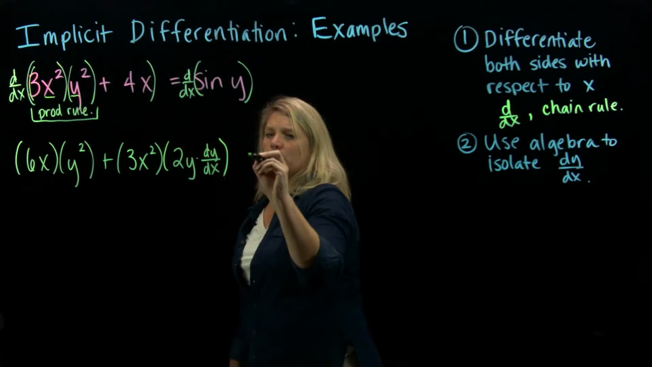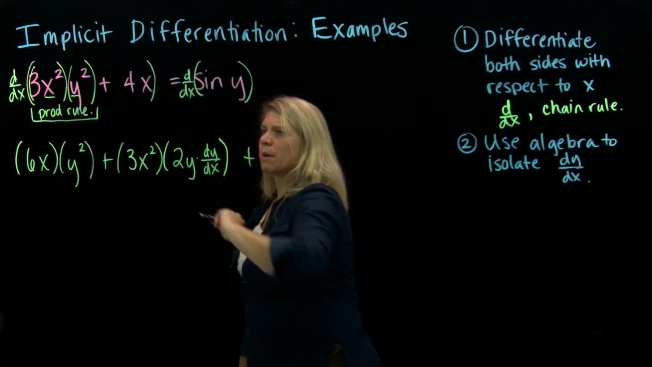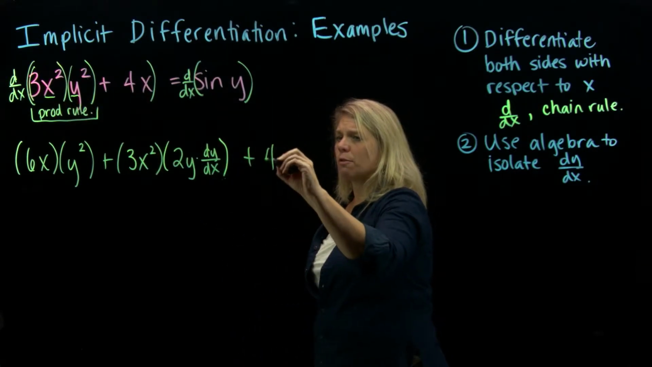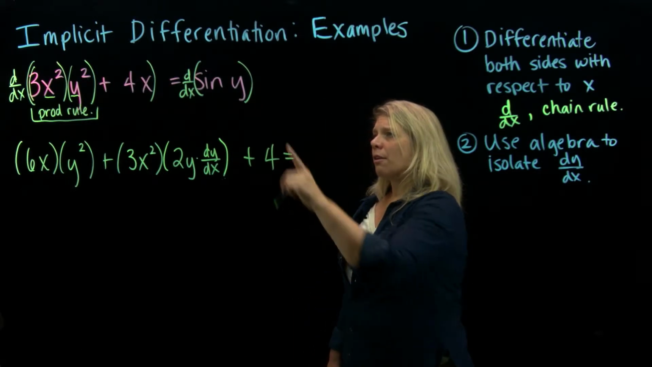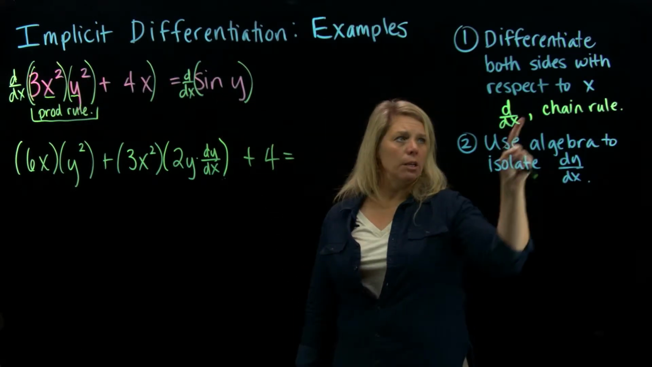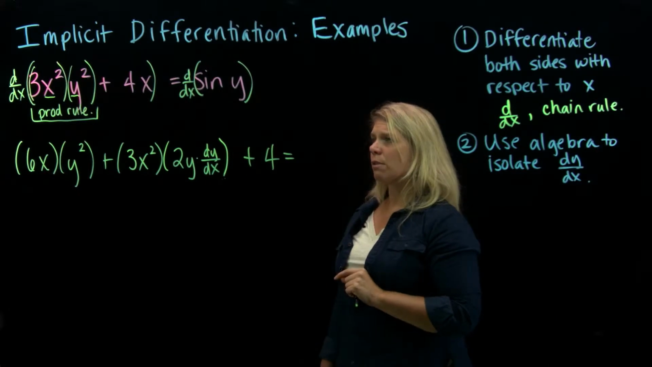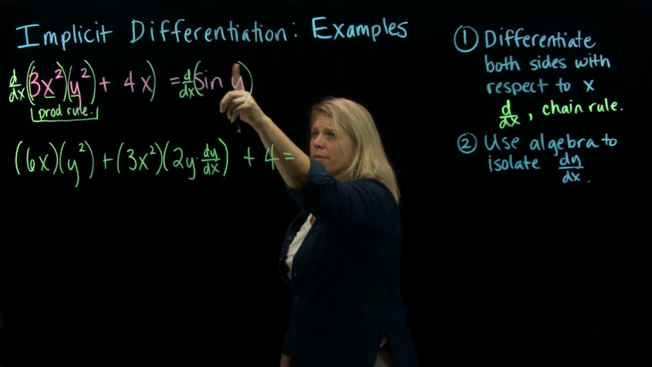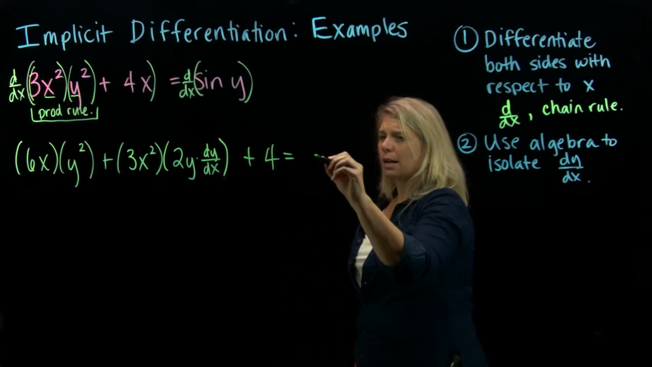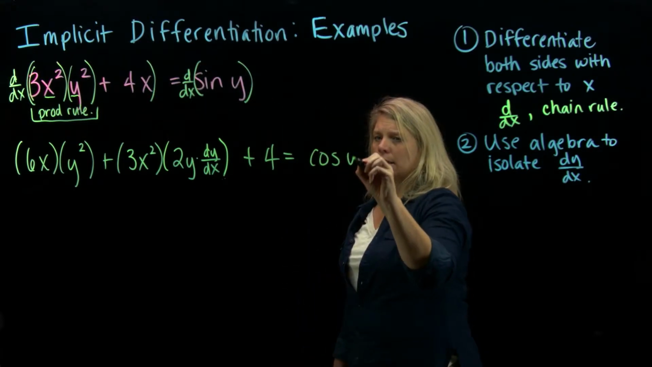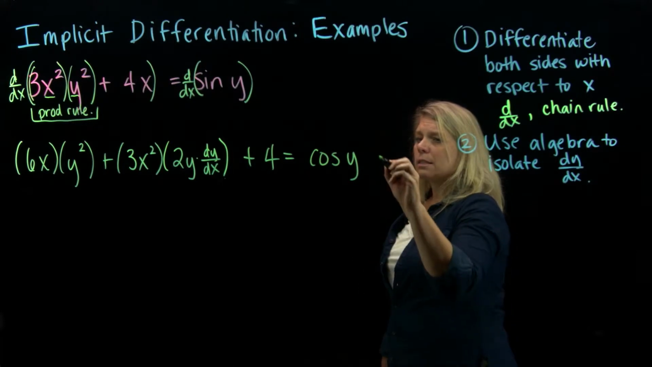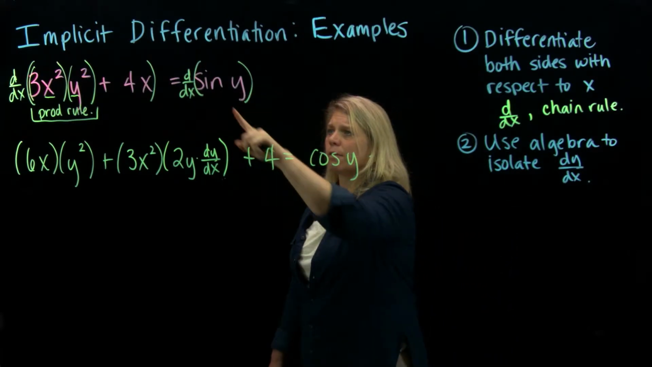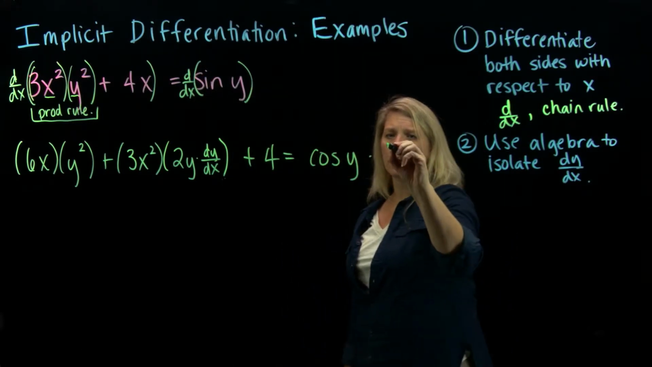And then I'm going to have plus the derivative with respect to x of 4x. That will just be 4. And then on the right side of the equation, I'll be using implicit differentiation again, so there'll be some chain rule involved here. So the derivative with respect to x of the outer function, derivative of sine, is cosine, and leave the inside alone. And then times the derivative of that inner function. So that's where I have the extra dy dx factor.